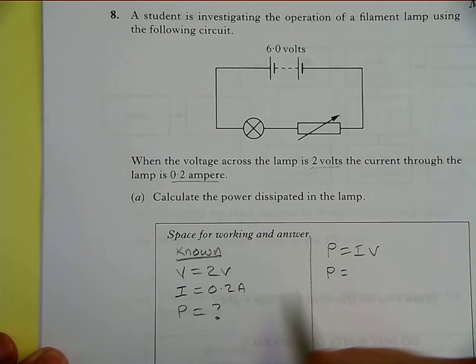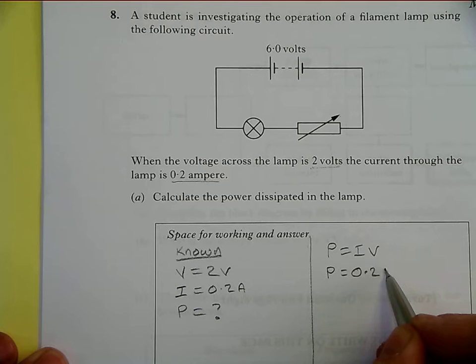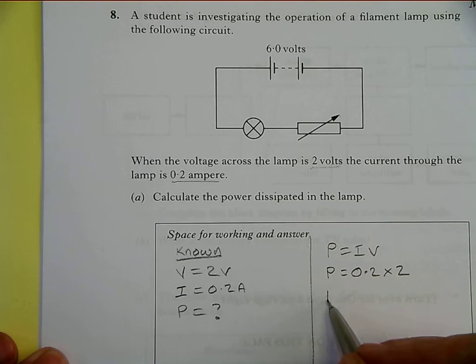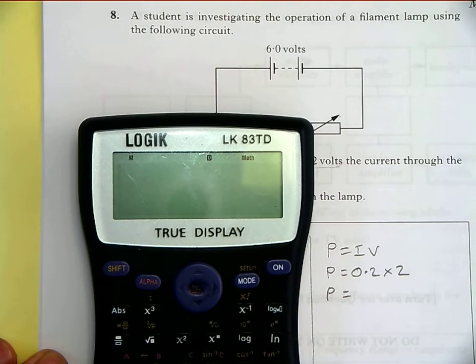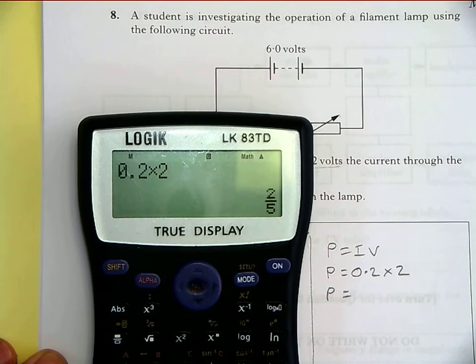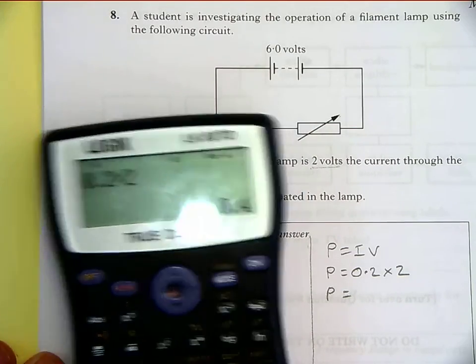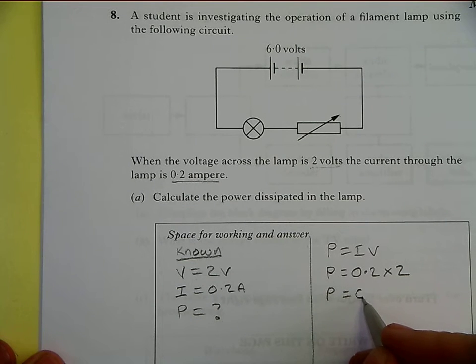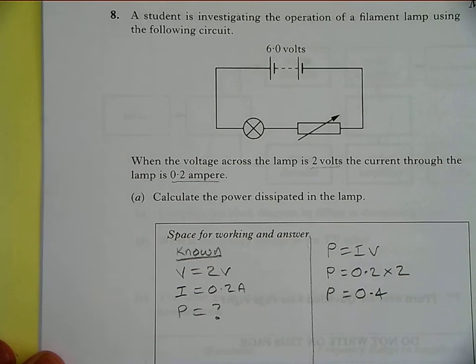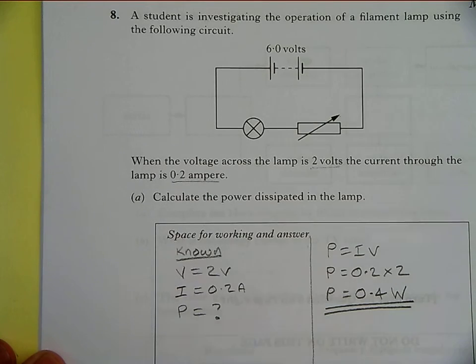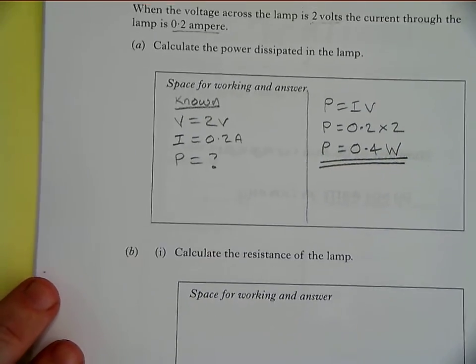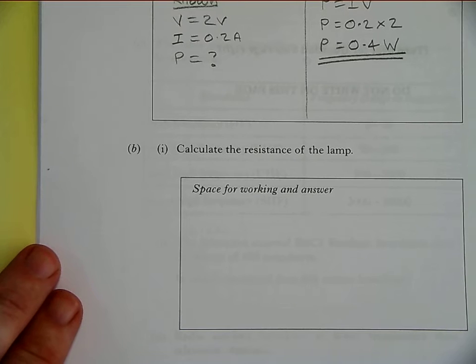So P equals the current of 0.2 times the voltage of 2, and we can reach for a calculator now if we need to. I think this one's quite easy to do in our head, but 0.2 times 2 gives us 0.4, as you probably already worked out. So 0.4, but we're not finished yet. What we need to do is, of course, write the units, and what is the unit of power? Capital W. That's our answer.